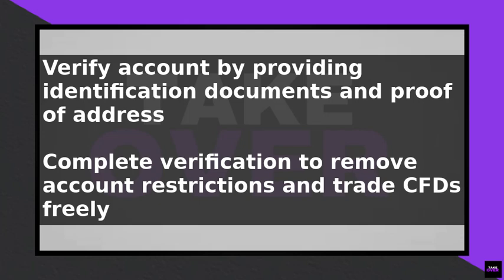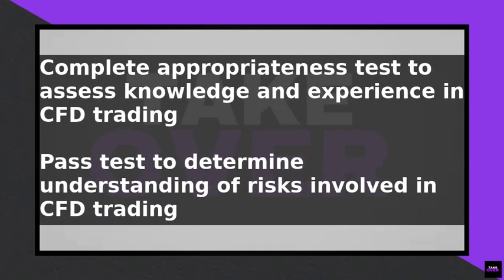First, you need to verify your account by providing the required identification documents, which typically include a valid government-issued ID and proof of address. This step is crucial in removing any restrictions on your account and allowing you to trade CFDs freely. Once your account is verified, you need to complete the appropriateness test, which is a short questionnaire designed to assess your knowledge and experience in trading CFDs.